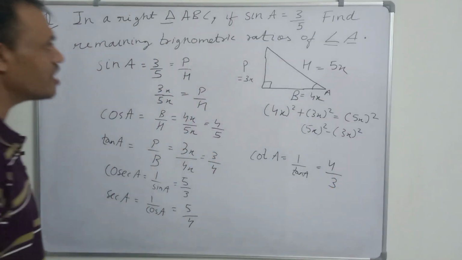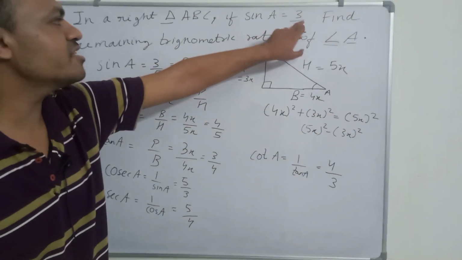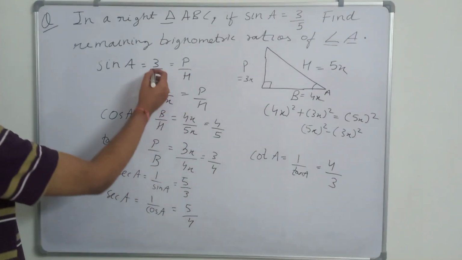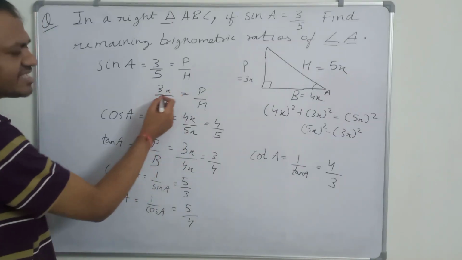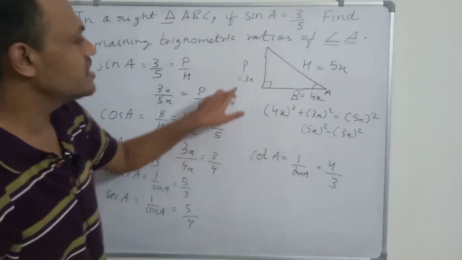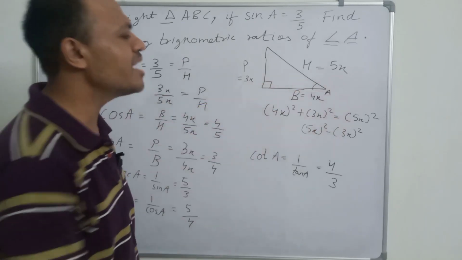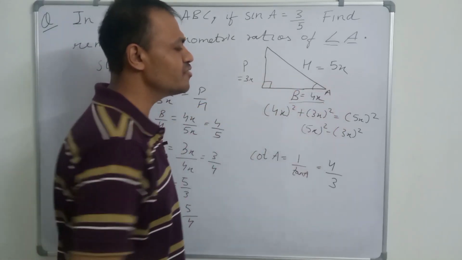So this is how we solve it, because sine was given as 3 upon 5. So the ratio of perpendicular to hypotenuse is 3 upon 5. So we take it as 3x and 5x. So this is 3x and this is 5x. So by Pythagoras theorem, base will be equal to 4x.